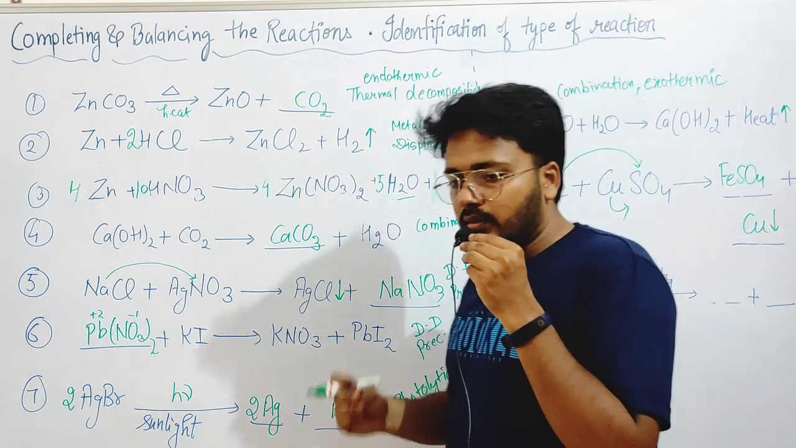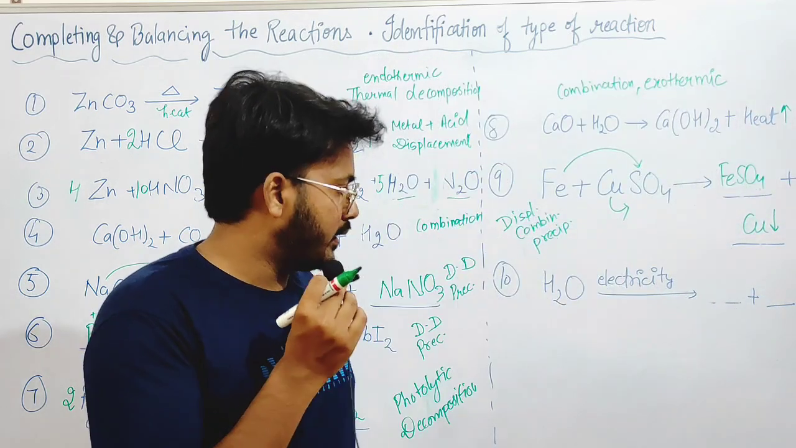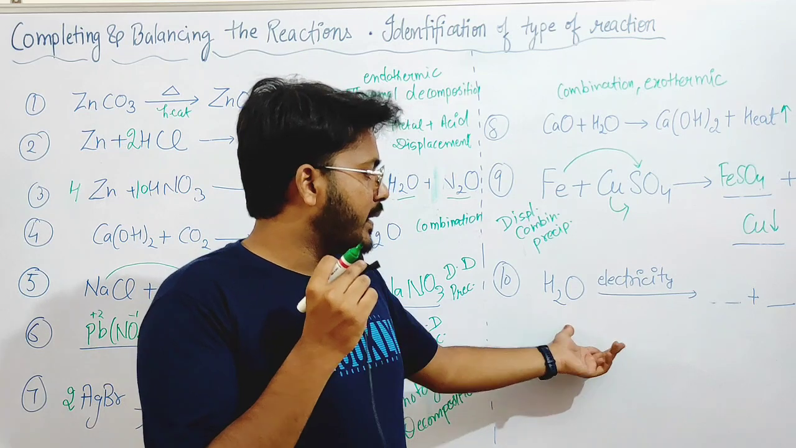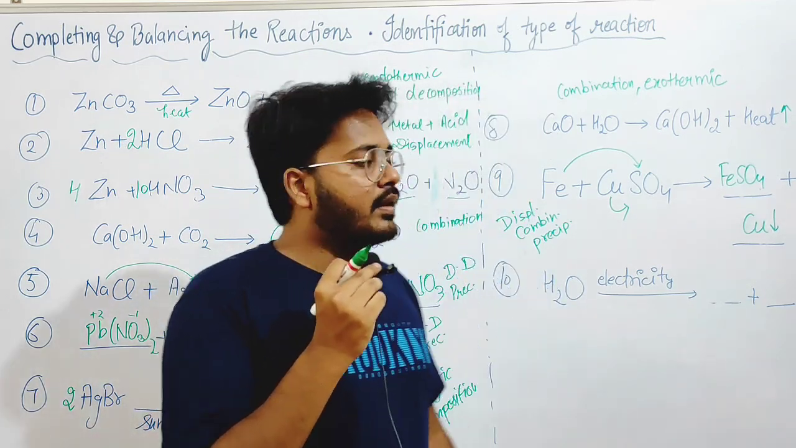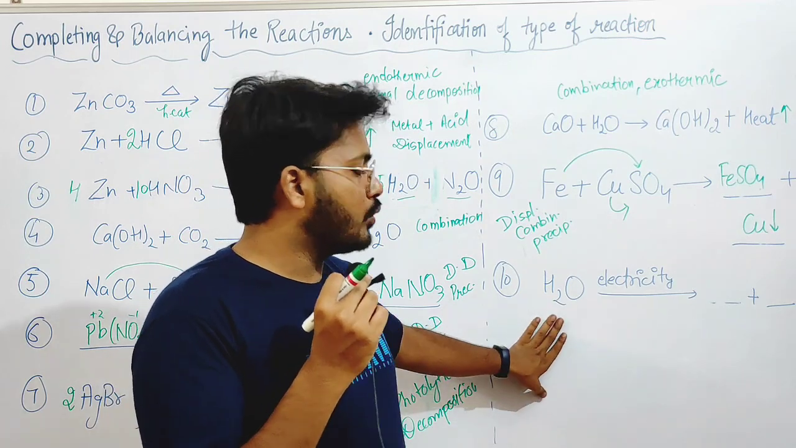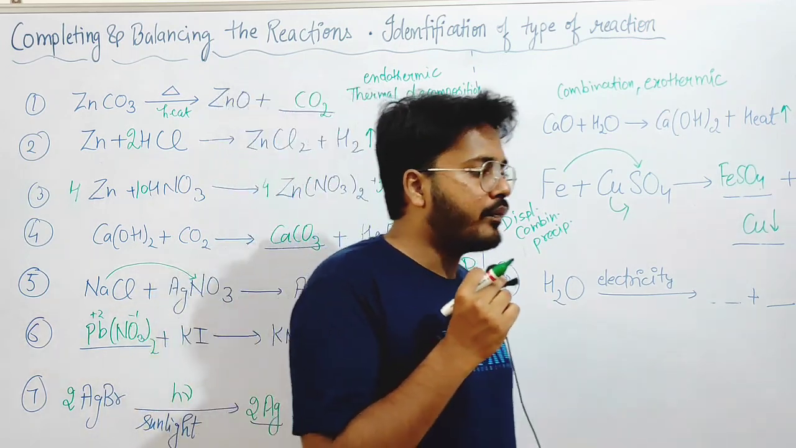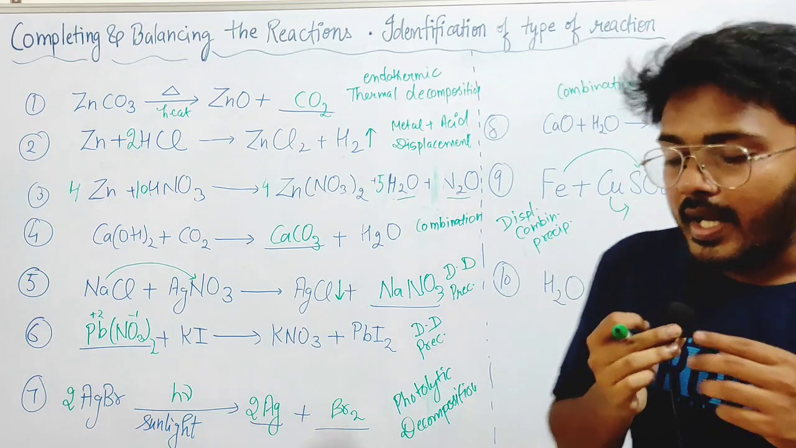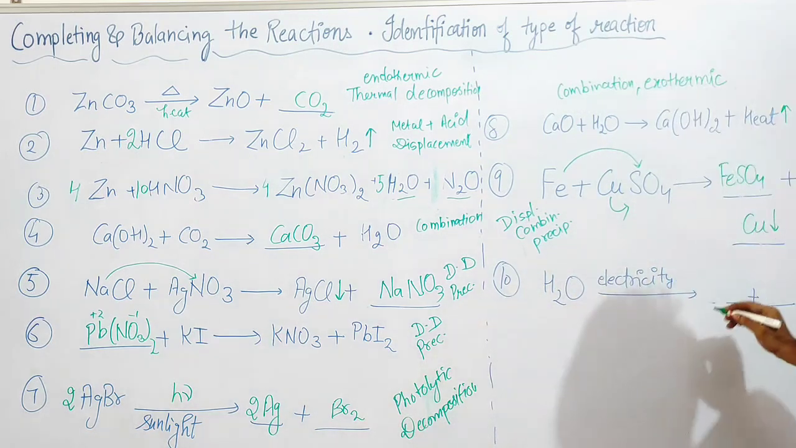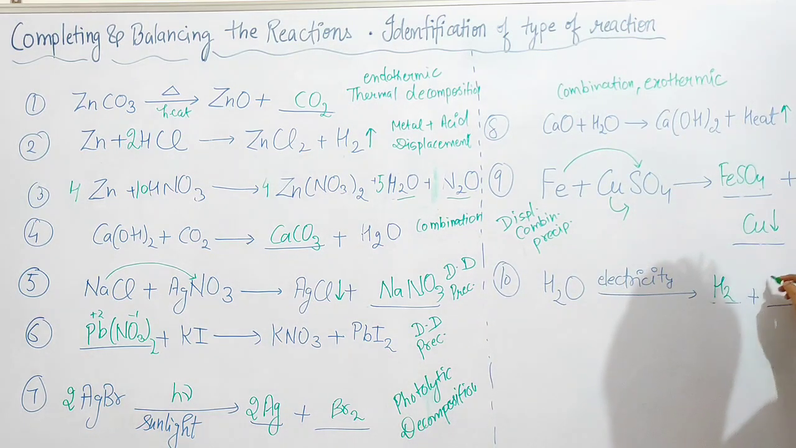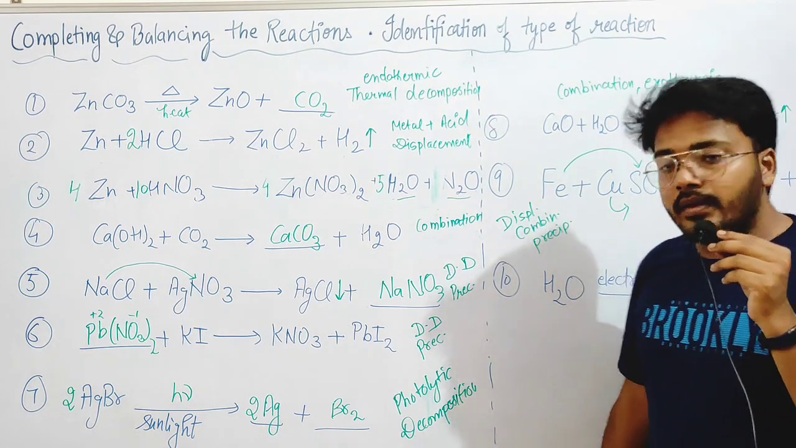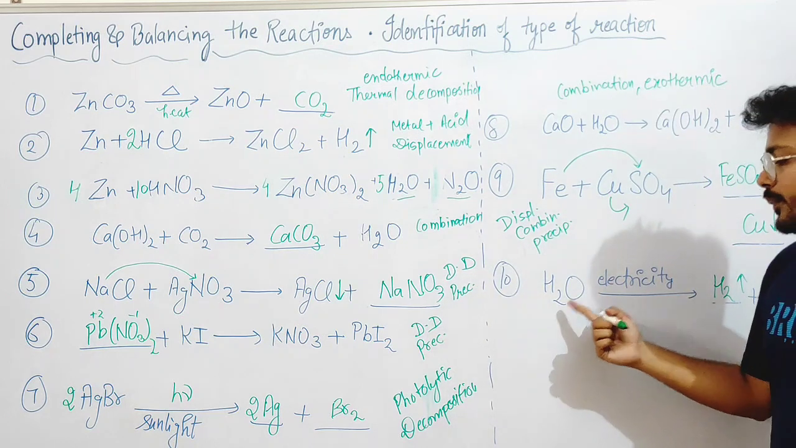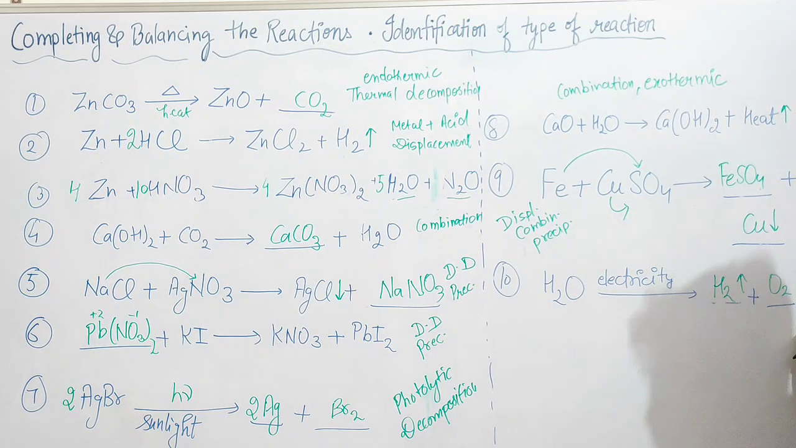Now moving to the 10th question, that is also very important. Water in the presence of electricity, there are two products. We know that generally we can break down the water molecules with the help of electricity. Okay, and the two products are hydrogen gas and oxygen gas. Both will be liberated from the two different electrodes. Now a single reactant breaks down into 2 or more products.